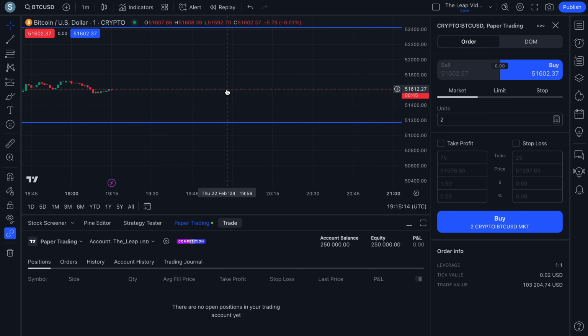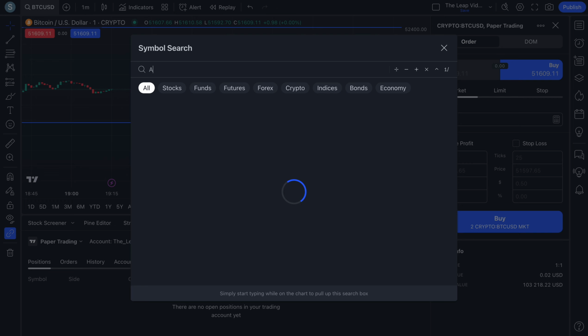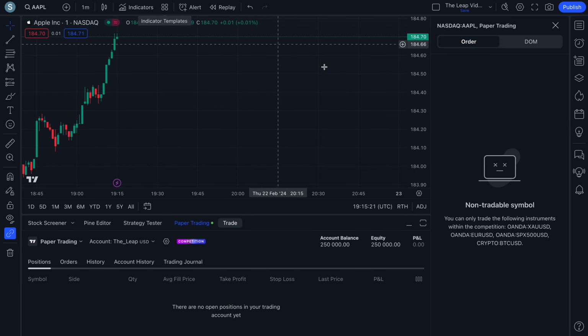Remember, in the competition, only specific symbols are eligible. So for example, if we do type in Apple here, so now here's Apple, you'll notice that the order panel is not active. In fact, it even says non-tradable symbol. That's because in the paper trading competition, only a few symbols are active, and that's to ensure that there are some rules in place, that everyone is sort of following the same fair boundaries across the same large symbols. You can trade gold, you can trade the euro, you can trade S&P 500, you can trade Bitcoin.